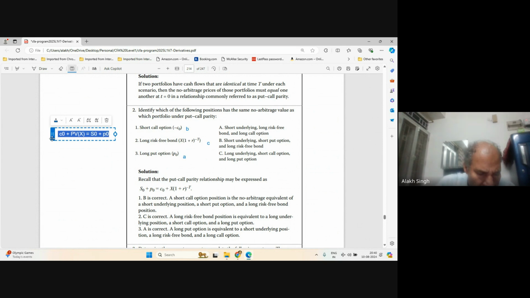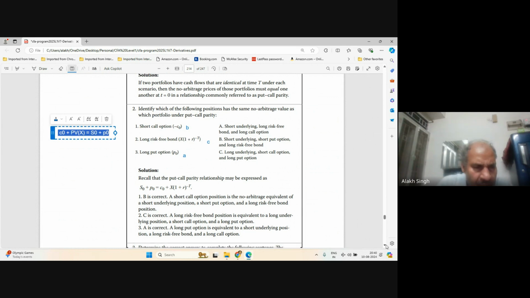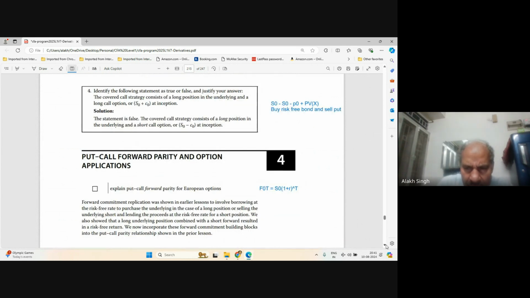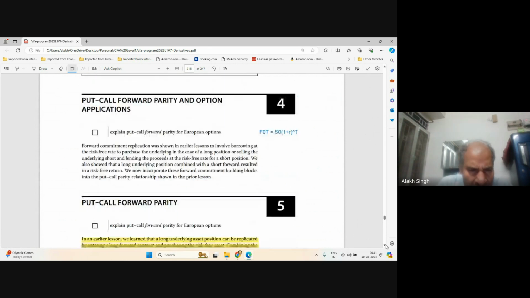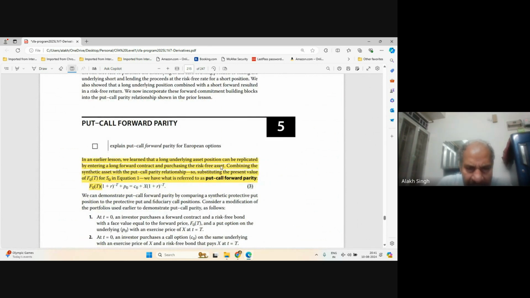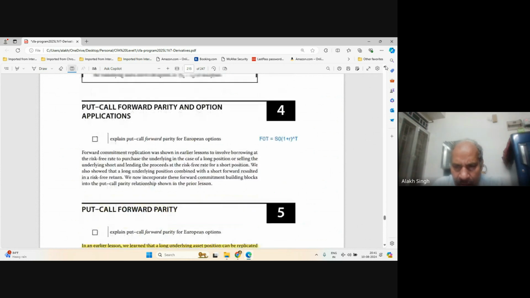Control A, then Control C, and Control V here. Put call parity into forward. So I am putting this here. Okay, so it is telling us put call forward parity. So where is forward here? There is no forward here.